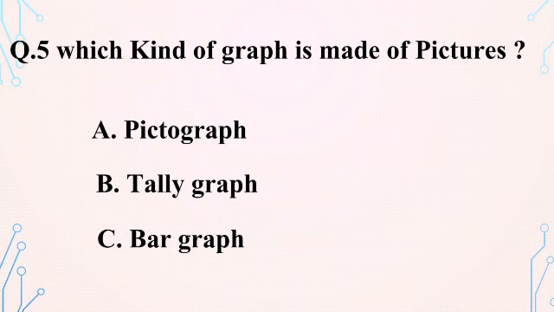One is pictograph, another one is tally mark, and another one is bar graph. Now you have to answer the question. The question is given like which kind of graph is made of pictures, means where we use the pictures. Okay, so if you observe the options, even if you don't know the answer, it is easy, because if you observe the name, you will get the answer very easily.